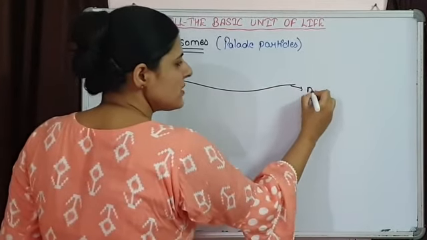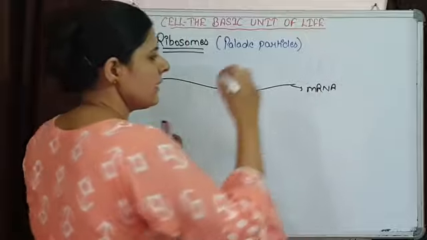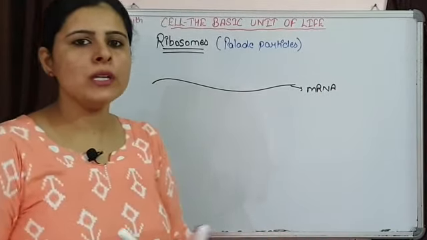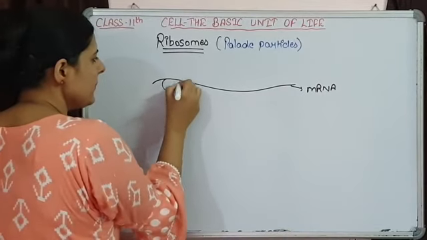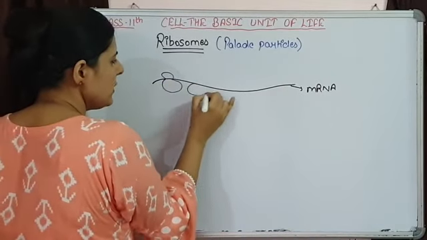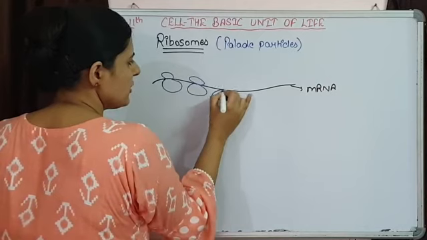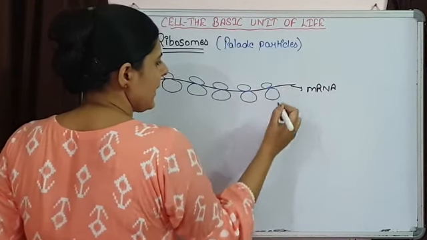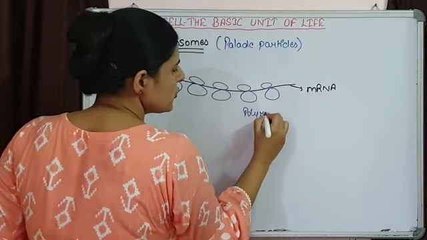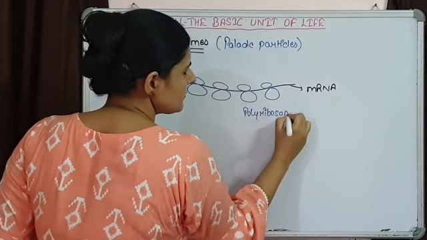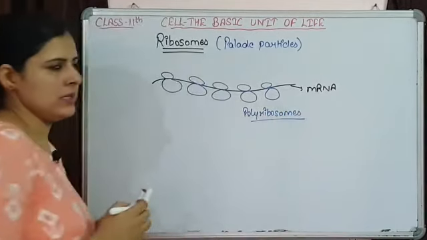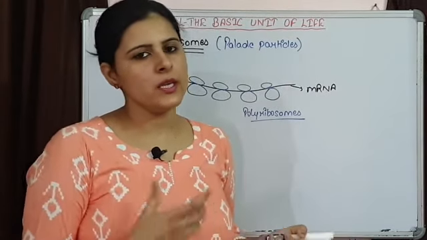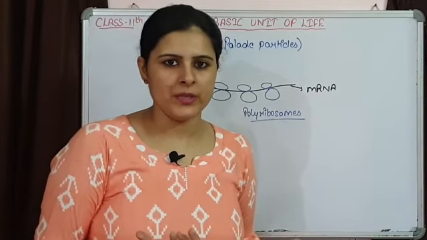Polyribosome means there is a stretch of mRNA that has the information for the protein, and over this stretch of mRNA ribosomal units are attached and they are involved in the synthesis of polypeptide. This is how the polyribosomes are present. So सिंगल फॉर्म में भी प्रेजेंट हो सकते हैं या पॉलीराइबोसोम्स की फॉर्म में प्रेजेंट होते हैं.